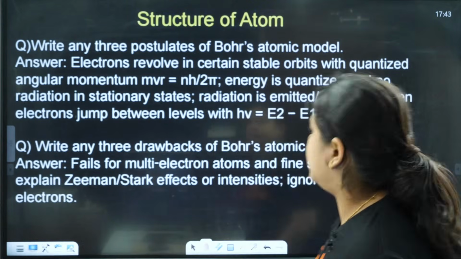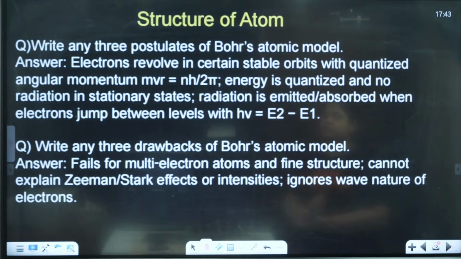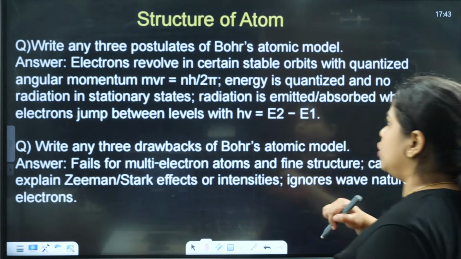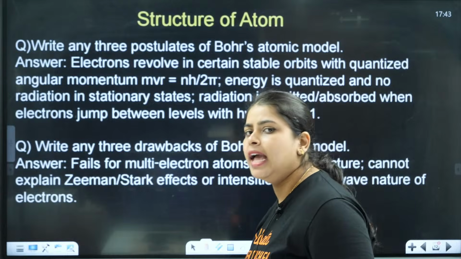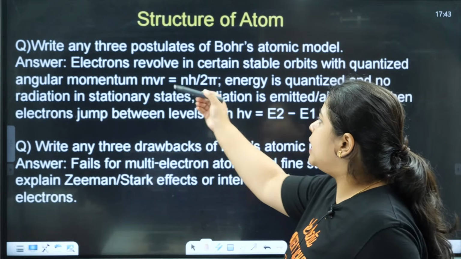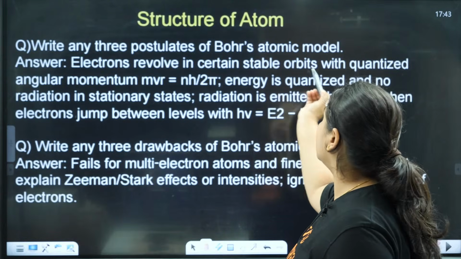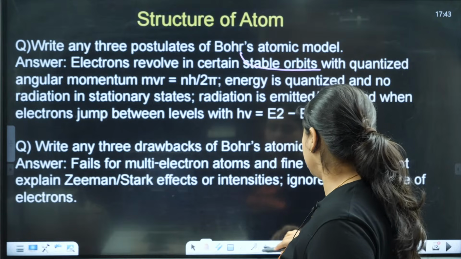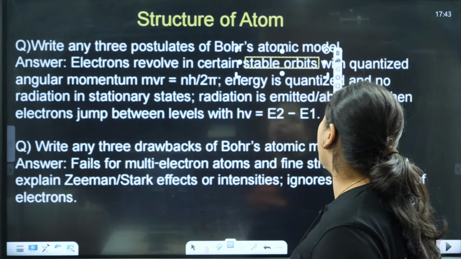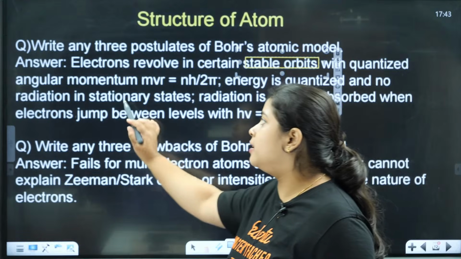Write any three postulates of Bohr's atomic model. Now Rutherford is done, we need to explain Bohr's atomic model. First, electrons revolve in certain stable orbits, travelling in stable orbits with quantized angular momentum.